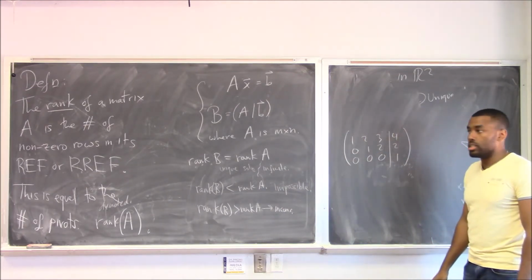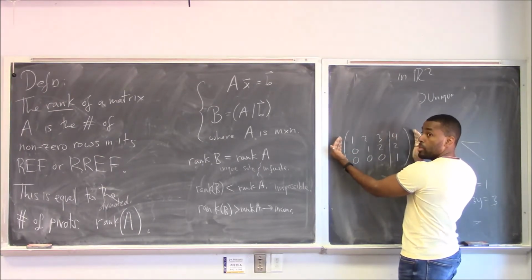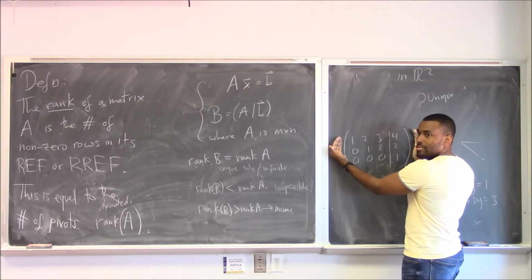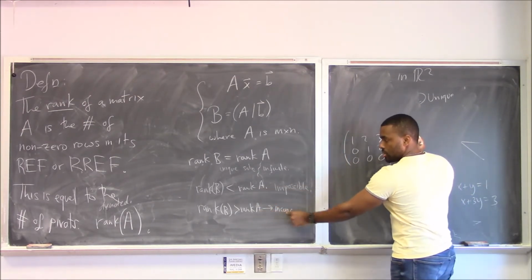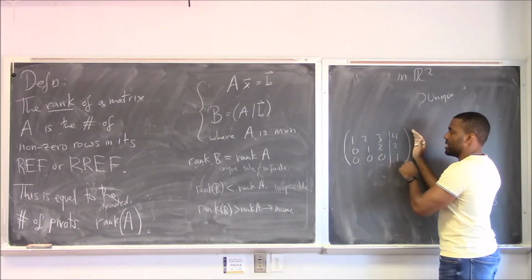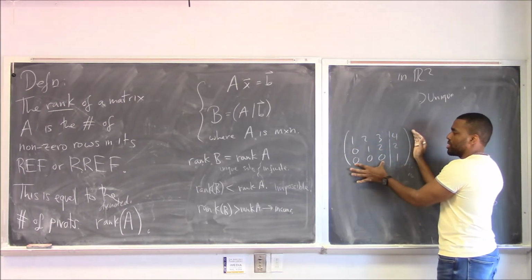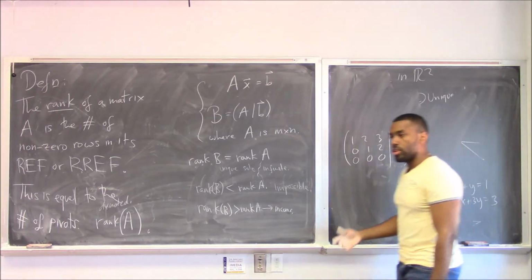Right? This was inconsistent. This is A. How many pivots? 2. This is B. How many pivots? 3. There were more pivots in B than there are in A. Inconsistent. Because that means A has fewer pivots than it can deal with, but B has more. It means there's a bunch of zeros in A that B doesn't agree with.